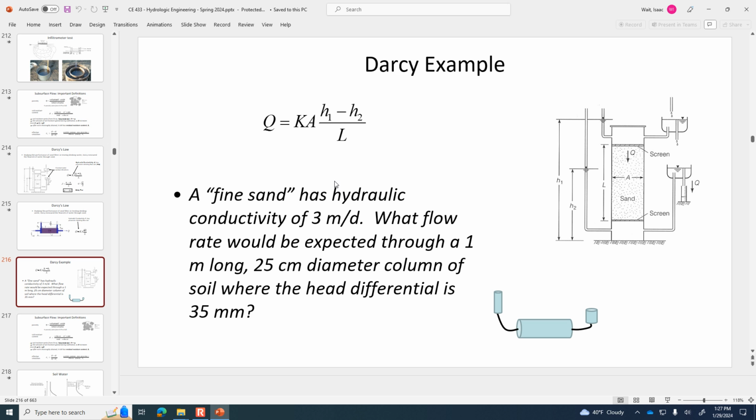And that reminds me of something I wanted to say about the homework. So any questions about the Darcy example? All right, I'm sure glad I thought about this on the homework.